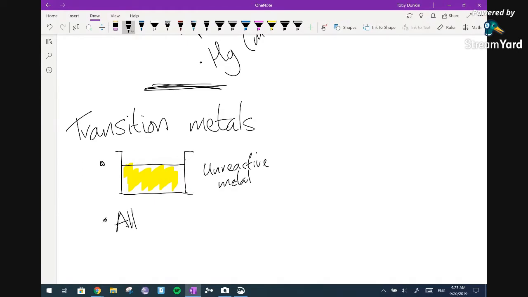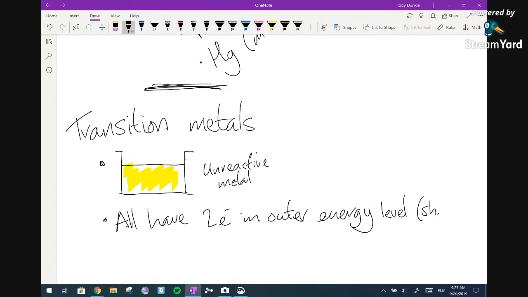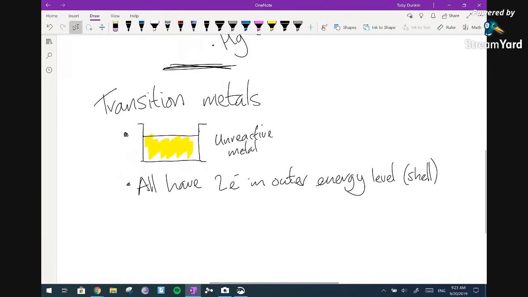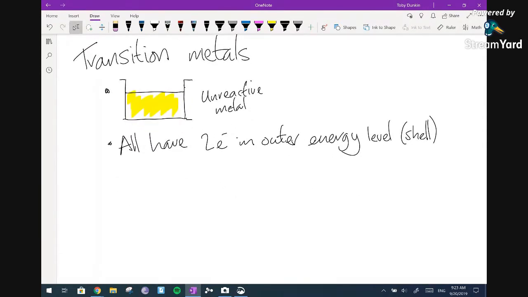They are unreactive metals. Why? All have 2 electrons in outer energy level. Notice how I switch from the word shell to energy level. All have 2 electrons in outer energy level. Remember, I do love the word shell. I do, but you shouldn't. In an exam, you have to be really careful. You must say the word energy level. So I tend to prefer you guys to write down energy level and tack on shell at the end.